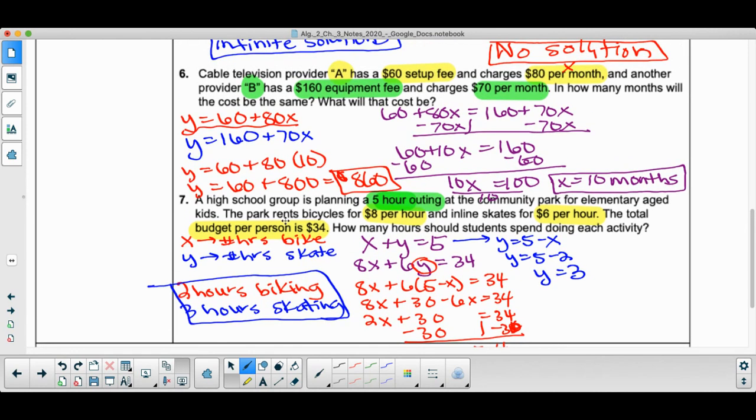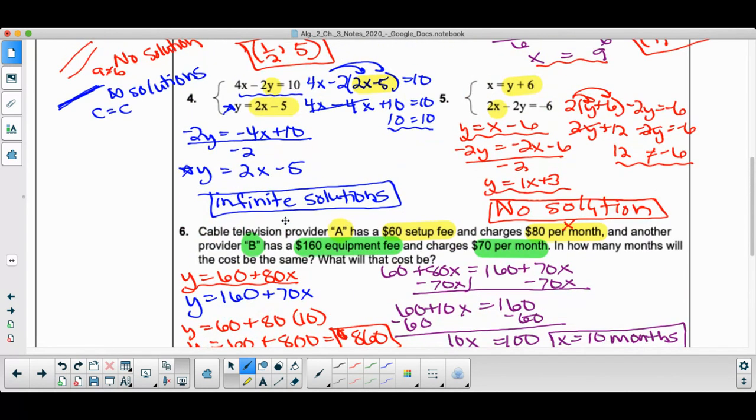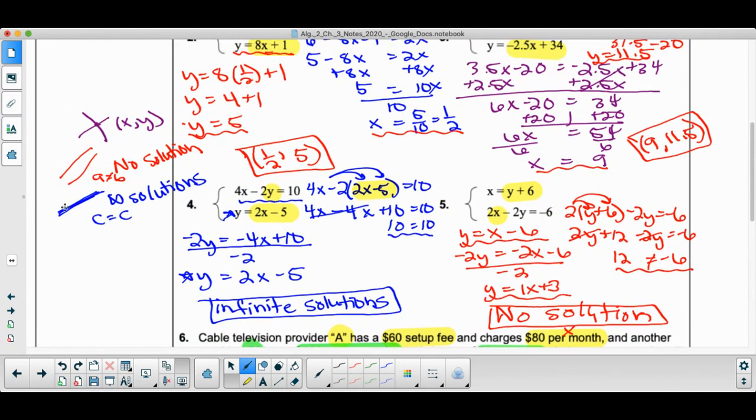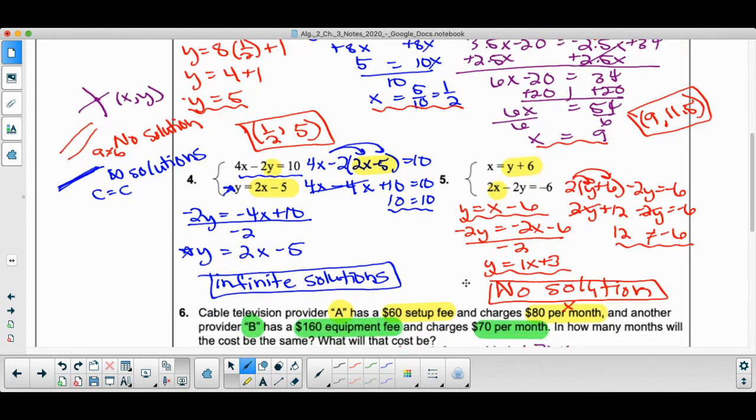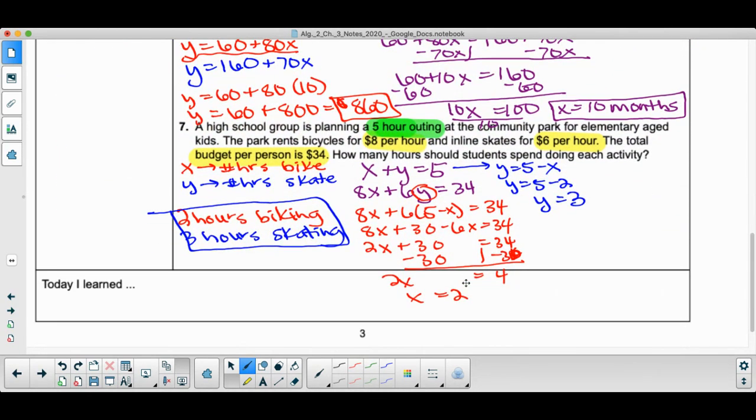All right, so you've seen two different types of setting up systems, and you've seen the 3 different types of solutions we can have and what they would look like either by graphing from 3.1 or from solving using substitution.